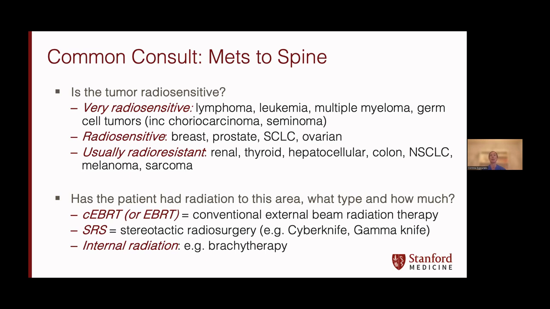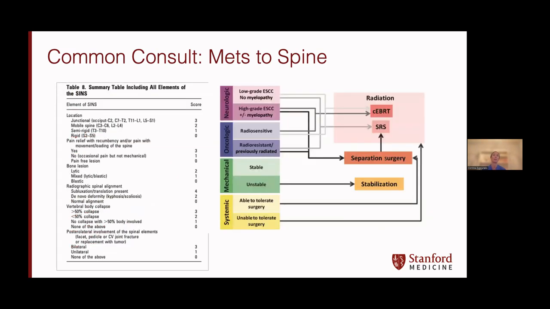It's important for me if I'm considering operating on a patient to know whether the patient's had radiation to that area, what type and how much. That's particularly important because it's also going to tell me about, one, do they actually need surgery at this point? And two, what's the bone quality going to be like when we're going in there? So that's a really important thing as well.